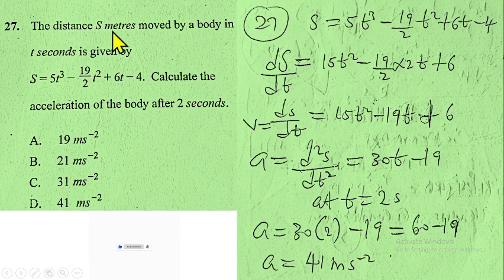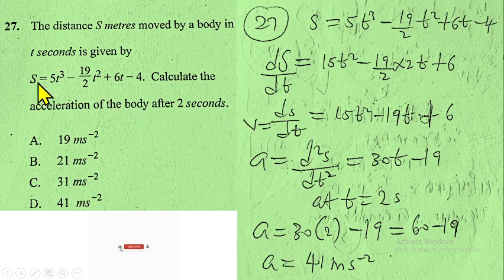Question number 27. The distance s in meters moved by a body in t seconds is given by s equals 5t cubed minus 19 over 2 t squared plus 6t minus 4. Calculate the acceleration of the body after 2 seconds. This question is from differentiation, the application of differentiation to rectilinear motion, or motion on a straight line. You have been given the equation of the distance, so you have to find the acceleration after 2 seconds.